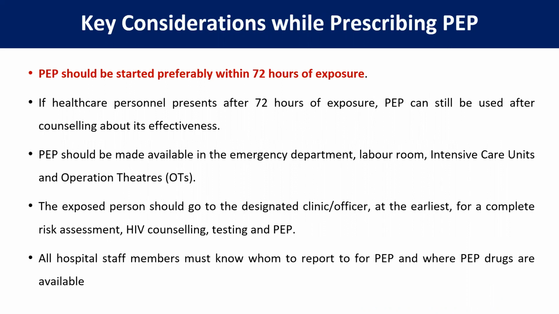So PEP should be started within 72 hours of exposure. If the patient presents to you after 72 hours, PEP can still be given, but you have to give counseling regarding the efficacy. It should be made available in all emergency departments, labor rooms, intensive care units, and operation theaters. The exposed person should go to the designated clinic or office as early as possible, complete the risk assessment, counseling, and testing, and go for PEP. All staff members must know whom to report to for PEP and where the PEP drugs are available.